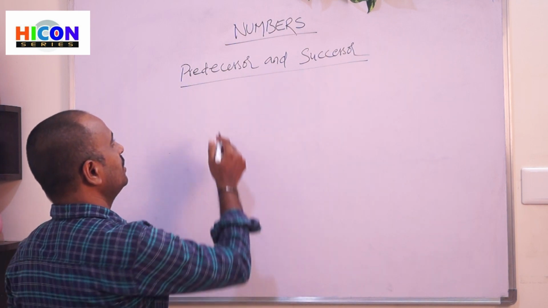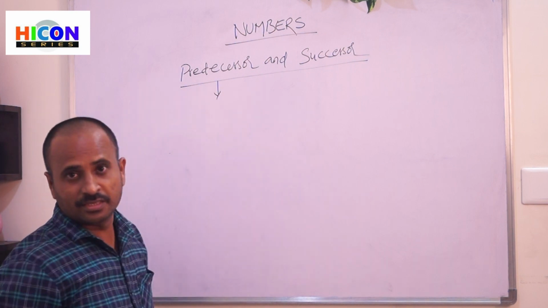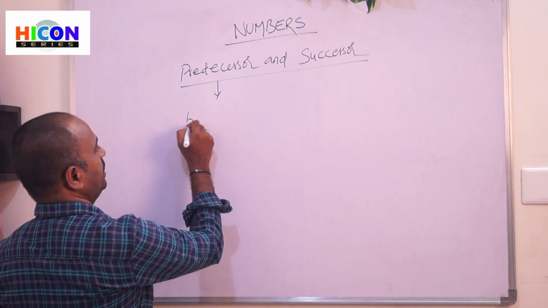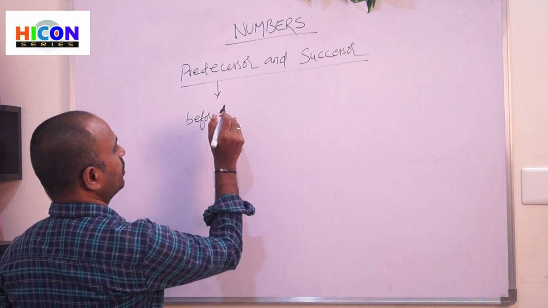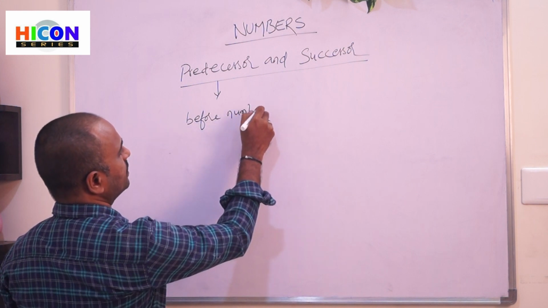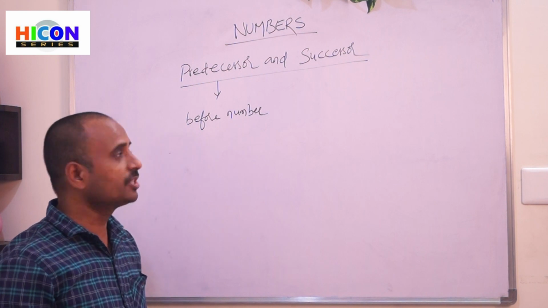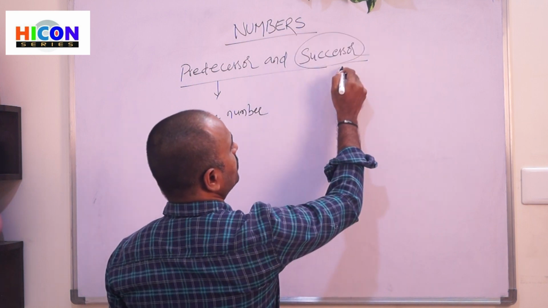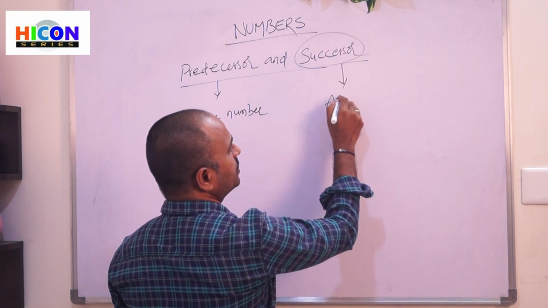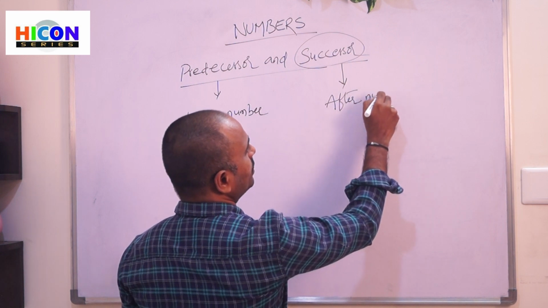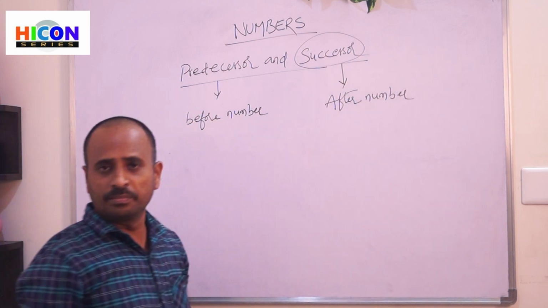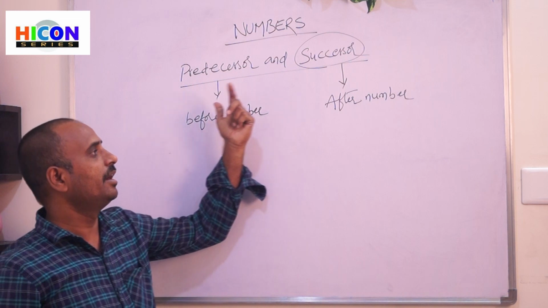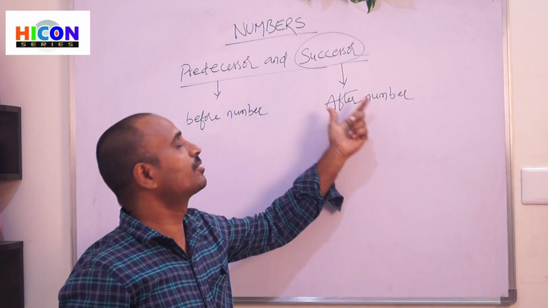Predecessor means the number that comes just before the given number. The number which comes just before the given number is called predecessor. And successor means the number which comes just after the given number. This is called successor. So simply we can say the before number for a given number is called its predecessor and the after number for a given number is called its successor.